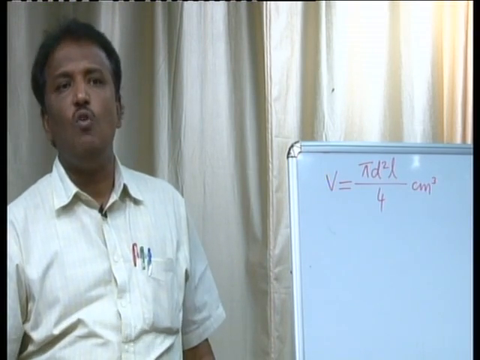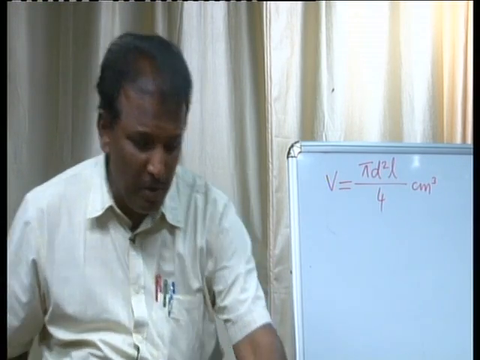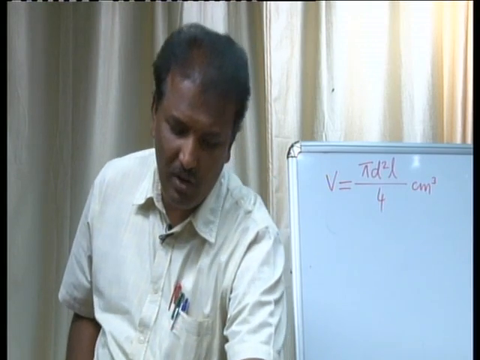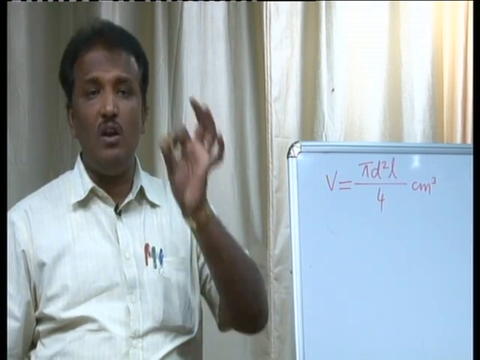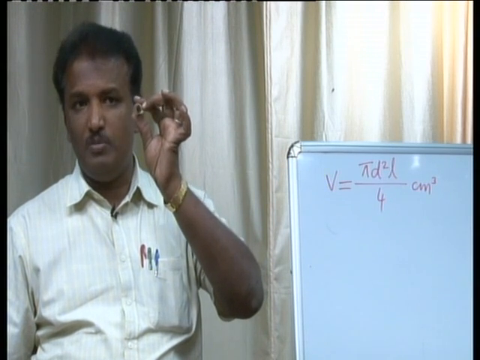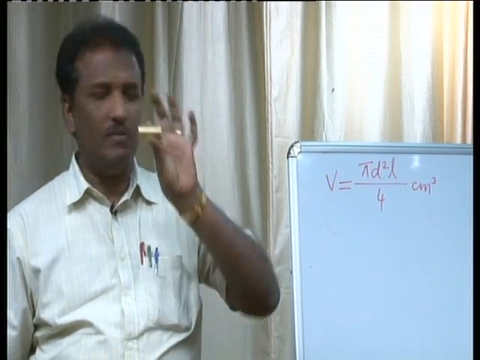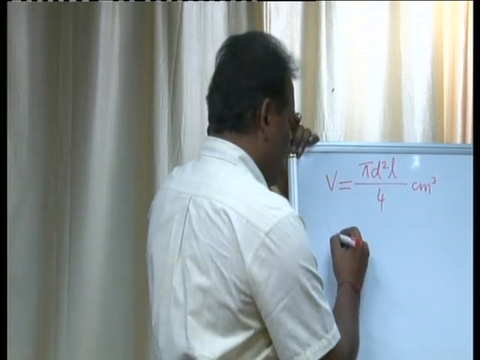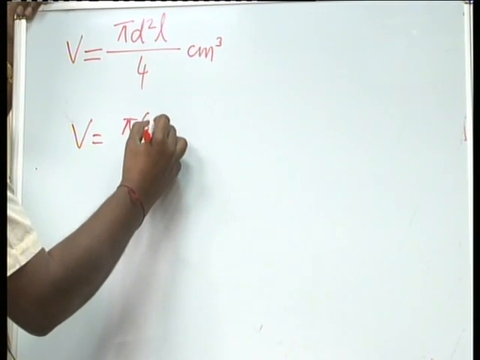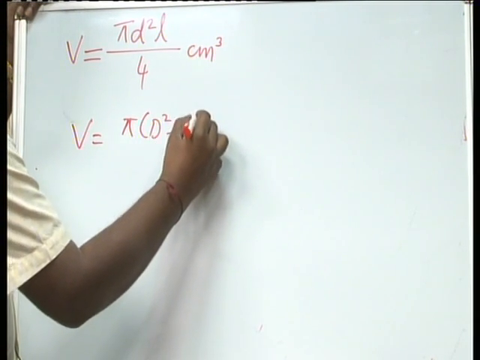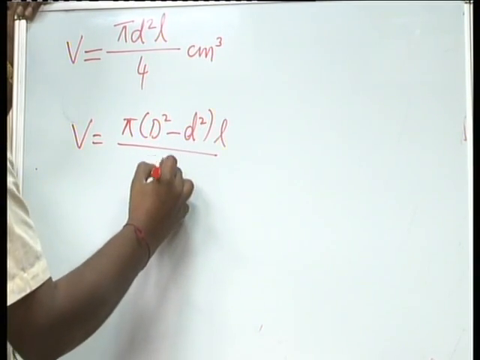One of it is vernier calipers or slide calipers. So one more experiment you have to conduct by making use of this vernier calipers, that is, find the volume of the given hollow cylinder. It is a hollow object, a hollow cylinder, by using a vernier calipers. So the formula used is V is equal to pi (D square minus small d square) divided by 4, into L.